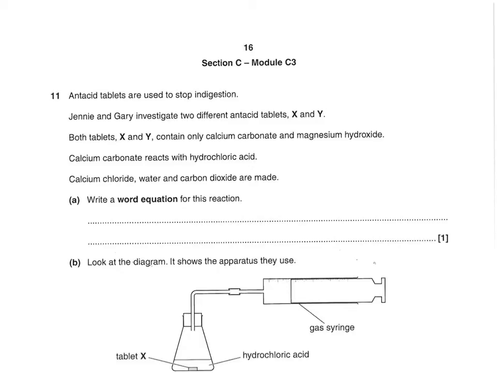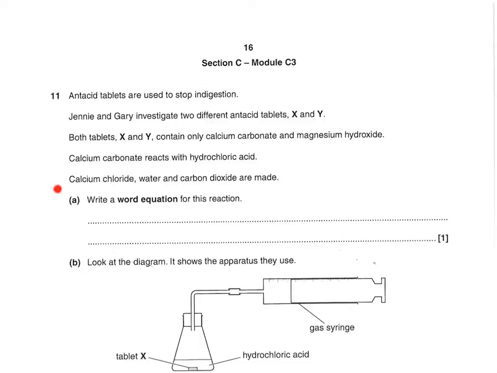So first question in the chemistry section: antacid tablets are used to stop indigestion. Jenny and Gary investigate 2 different antacid tablets, X and Y. Both tablets, X and Y, contain only calcium carbonate and magnesium hydroxide. Calcium carbonate reacts with hydrochloric acid, and calcium chloride, water and carbon dioxide are made. Write a word equation for this reaction.